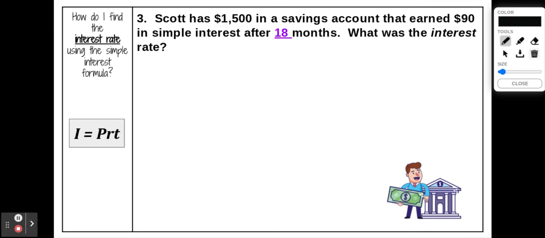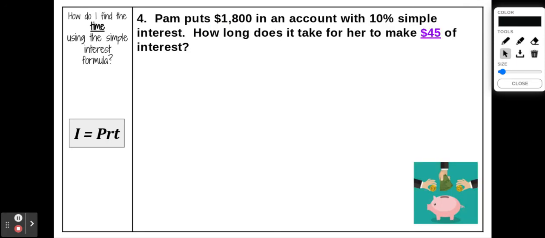Let's try another one that's similar to that. This one's with Pam. Pam puts $1,800 into an account with 10% simple interest. How long does it take for her to make $45? Okay, here we're being asked, how long does it take her? So that's asking us for the time, not interest, but the time.